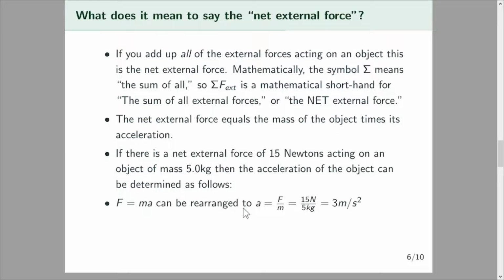So what does it mean to say the net external force? This is kind of what we've been talking about. If you add up all the external forces acting on an object, this is the net external force. For the case of my cup, the force of gravity down and the normal force acting up exactly cancel. And so the net external force on my cup is 0.